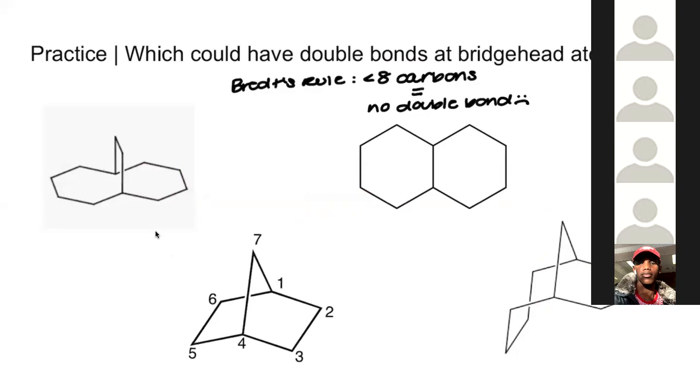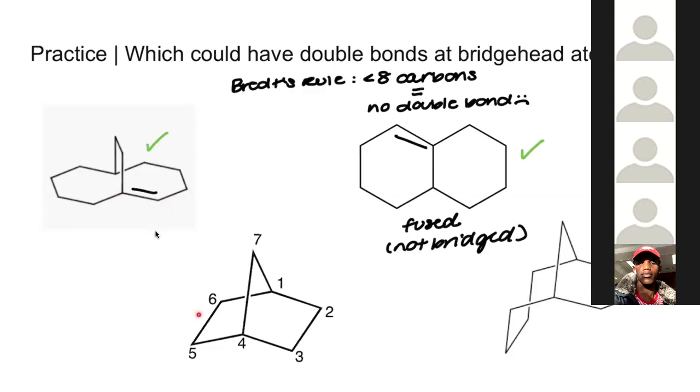And remember, this does not apply to fused rings. So this one is actually okay. He could have a double bond here, for example. He is all good. He is not bridged. Let's look at this one on the left and top. I can count these out for you if you want, but I think you'll see this is definitely going to have at least 8 carbons. So yeah, he could have a double bond there. He's all good.